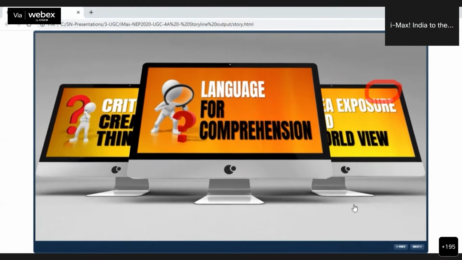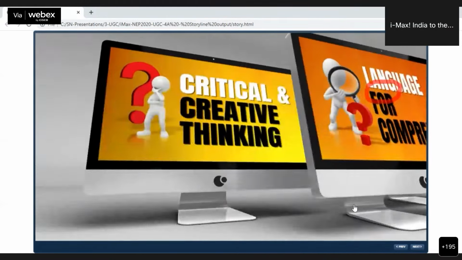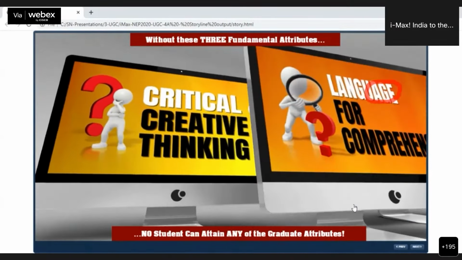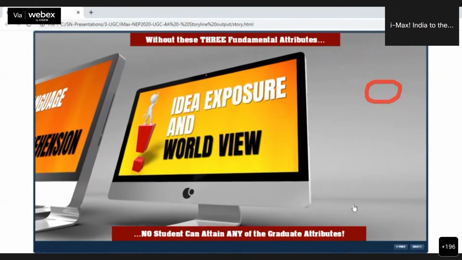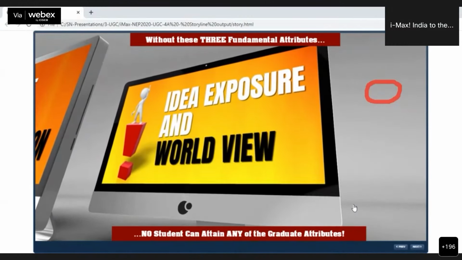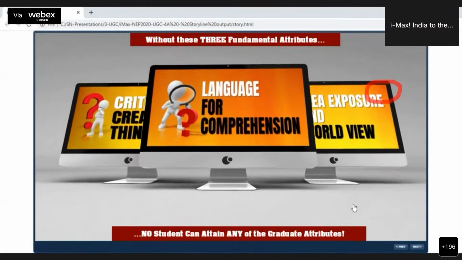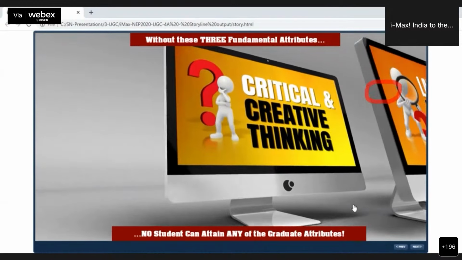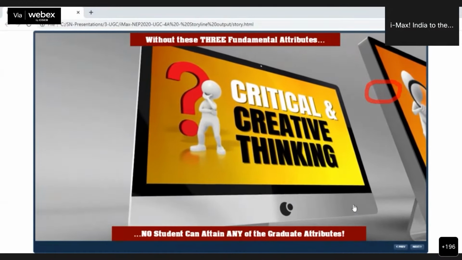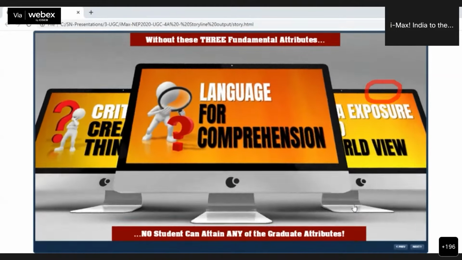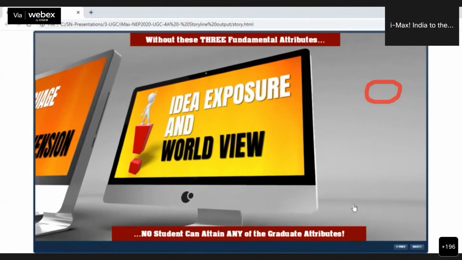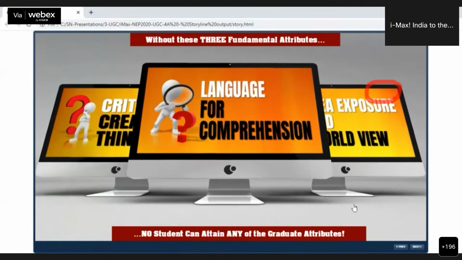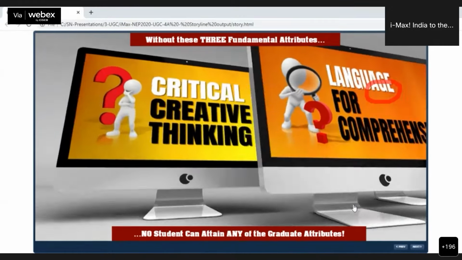So the 3 points I was telling you for taking the students from lower order thinking to higher order thinking, these are the 3 important points. That is language for comprehension, critical and creative thinking, idea exposure, and worldview. This is the same for all subjects, all disciplines. Even an MBBS student, if he or she doesn't have the appropriate language to absorb and imbibe the topic, they are not going to develop insight. Similarly, idea exposure and worldview, because there is nothing called out of the box. As Steve Jobs said, creativity is nothing but rearranging what we already know.